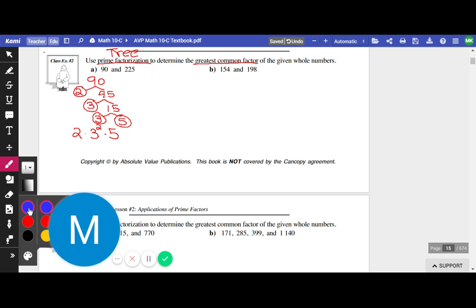I'll also do the tree for the 225. 225 divided by 5. It's a tricky one. 45. That divides by 3. You get 15. Divides by 3. You get 5. So that gives me 3 squared times 5 squared.